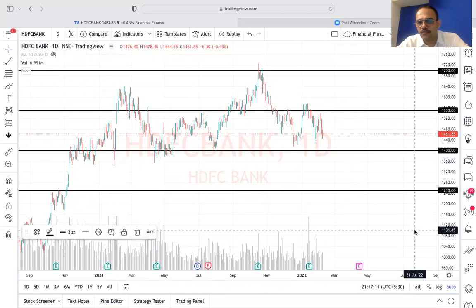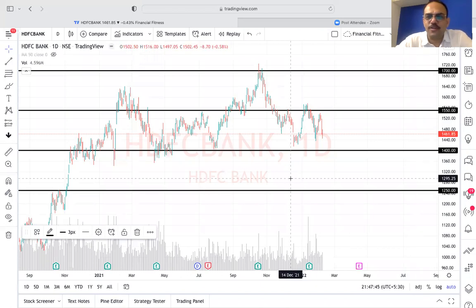What is Sushmita saying? Support and resistance goes with the AP. I don't understand what AP is. Andhra Pradesh, you mean? Okay, Sushmita, you are saying support and resistance goes with AP, arithmetic progression. Okay, okay, okay. I thought you were saying Andhra Pradesh.